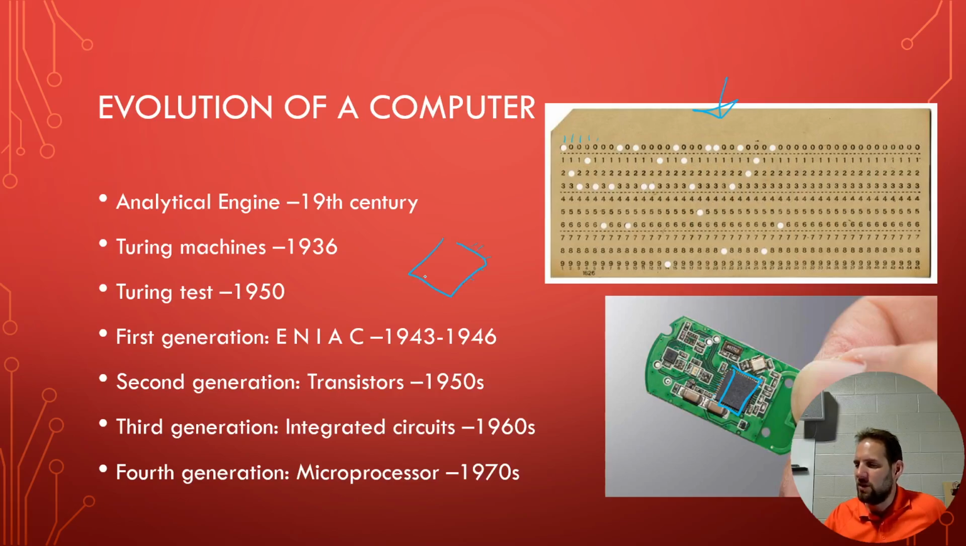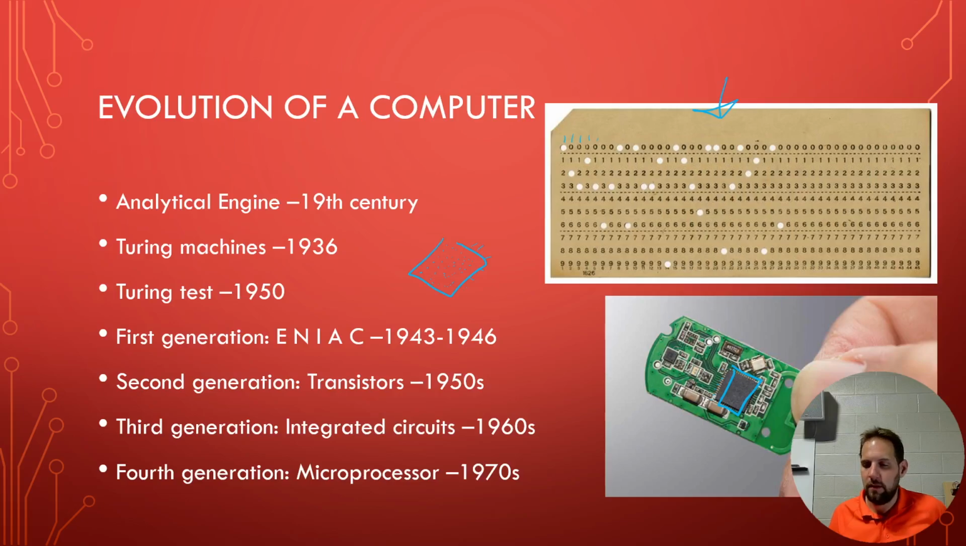Like a BGA, which is a ball grid array. On the bottom, there are a whole bunch of little copper pads that have little balls of solder on them. When they put them on the board and heat it up, that solder melts and the chip kind of sinks down into place. So this led to the third generation, the 1960s, where computers are smaller, faster, and more reliable.